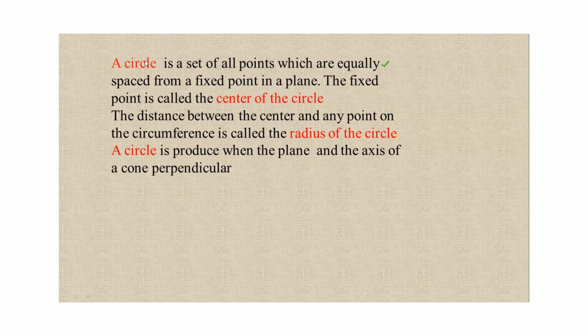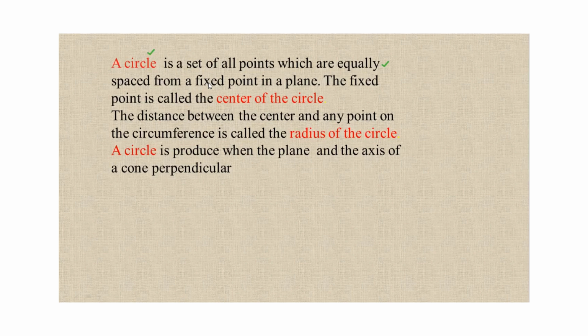Equation of a circle. A circle is a set of all points which are equally spaced from a fixed point in a plane. The fixed point is called the center of a circle. The distance between the center and any point on the circumference is called the radius of a circle.